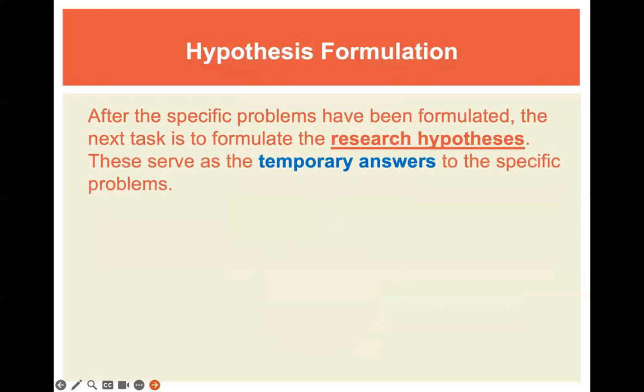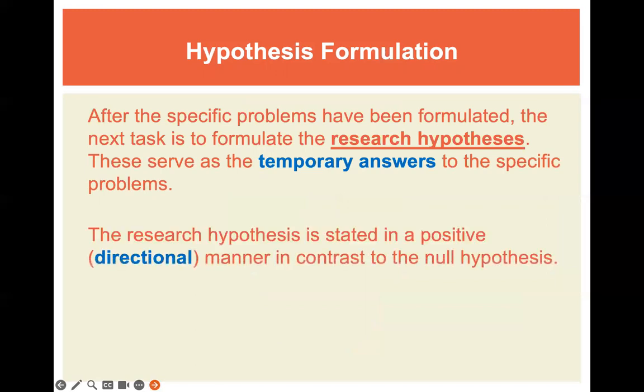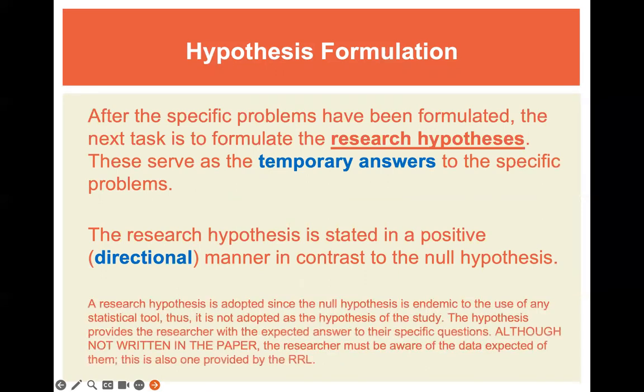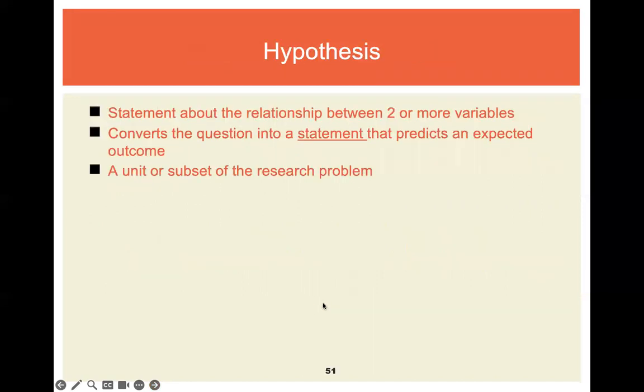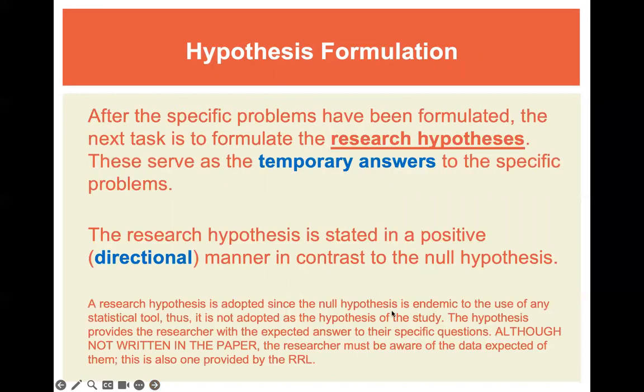So the hypothesis is a temporary intelligent answer, no? And it's normally stated as a directional one instead of a null hypothesis. A directional one is an anticipated answer, in fact. And I've written down that a research hypothesis, a directional one, is adopted since the null hypothesis is endemic to the use of any statistical tool. Thus, it is not adopted as the hypothesis of the study.